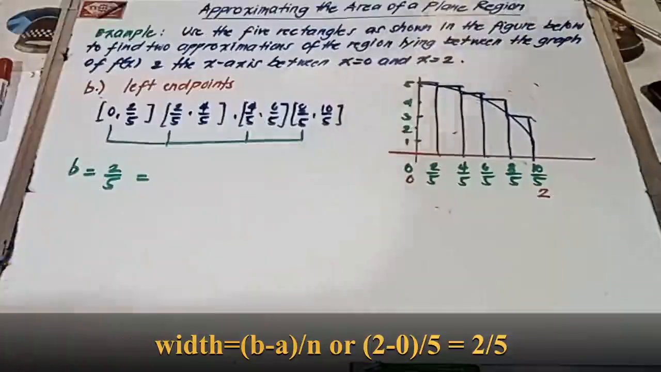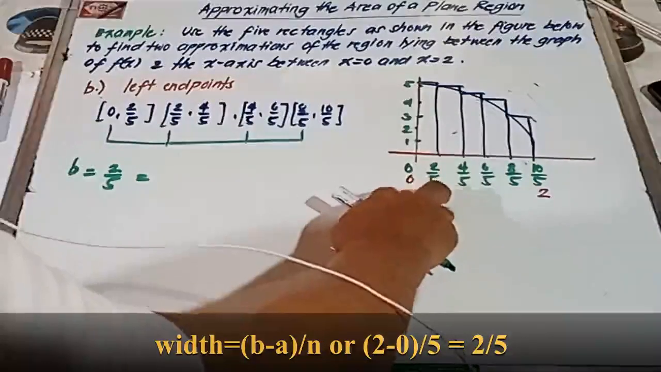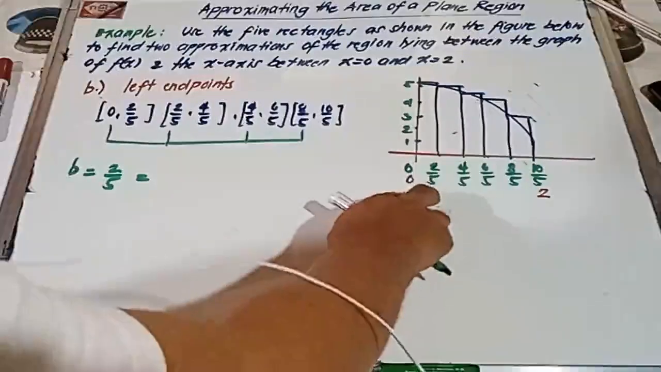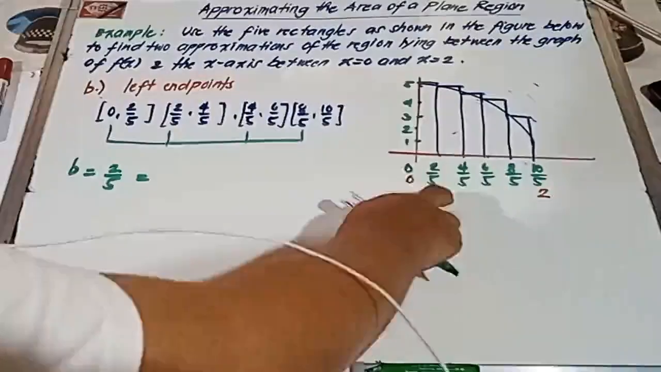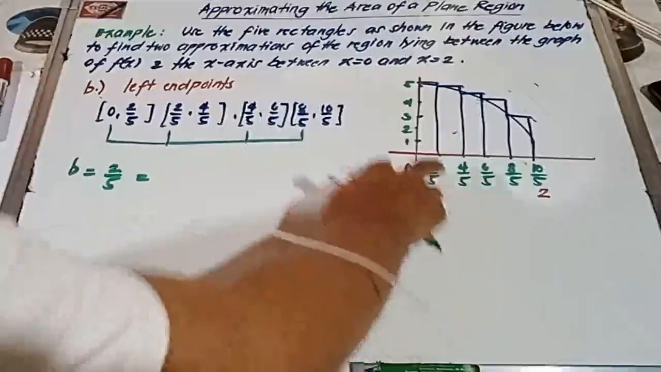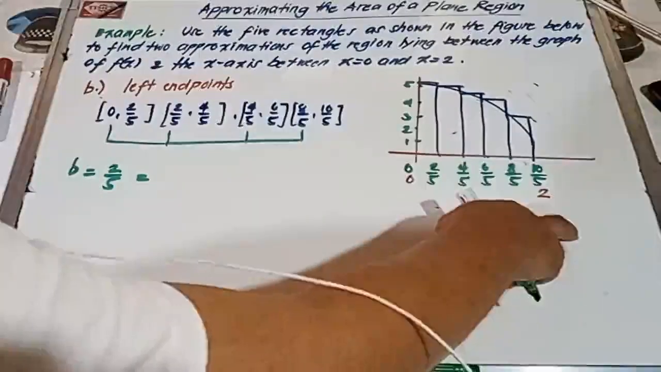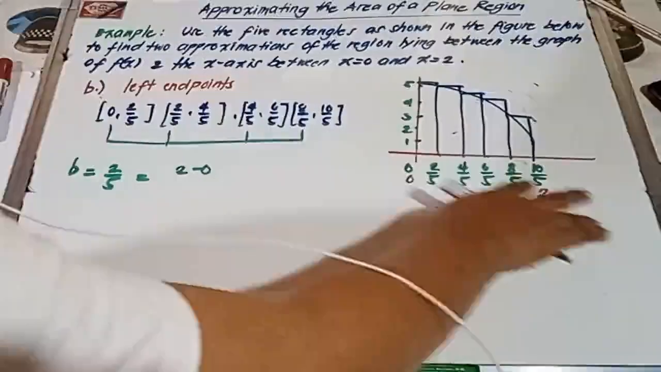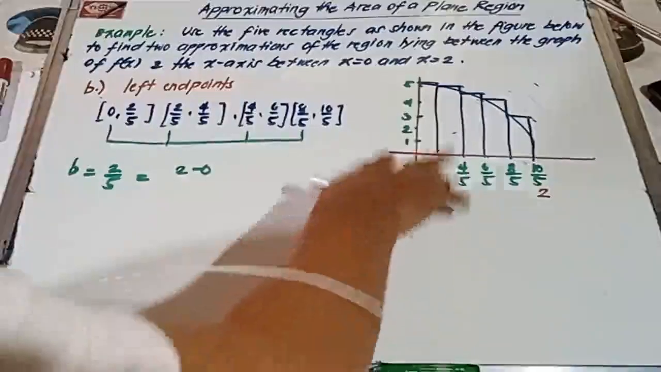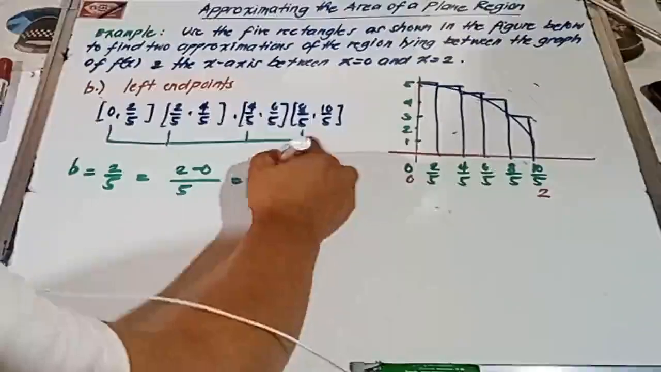How did we obtain the width of the rectangle equal to 2 over 5? Simply lang, all we have to do is to subtract these intervals. That is 2 over 5 minus 0, 4 over 5 minus 2 over 5, or pwede naman natin gamitin yung ating intervals of x natin from 0 to 2. That is 2 minus 0. You divide these into 5 rectangles. So 2 minus 0 over 5. So the width of the rectangle is 2 over 5. Yun ang ating width.